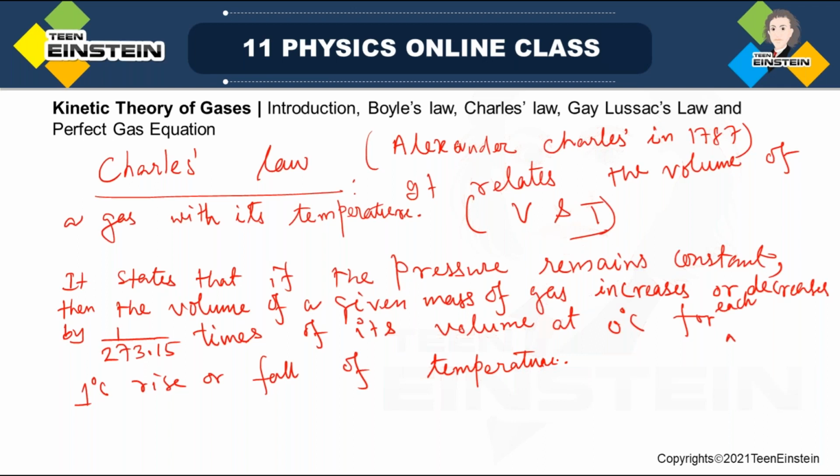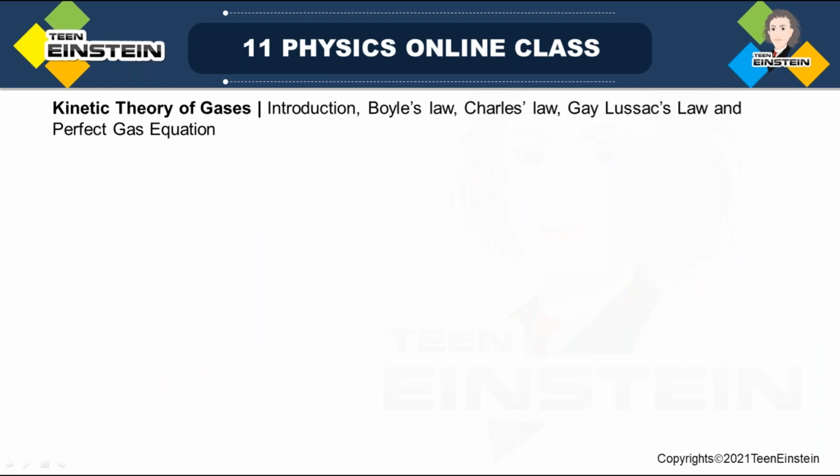Okay, so it states that if the pressure remains constant, the volume of a given mass of gas increases or decreases by 1 over 273.15 times its volume at 0 degree for each 1 degree centigrade rise or fall of temperature. Okay, if we write it mathematically, we'll go to the next page. Let us continue Charles' law.